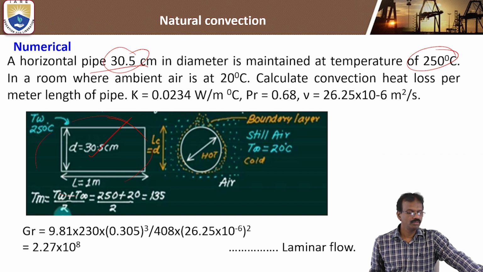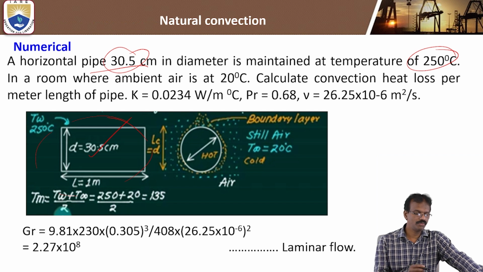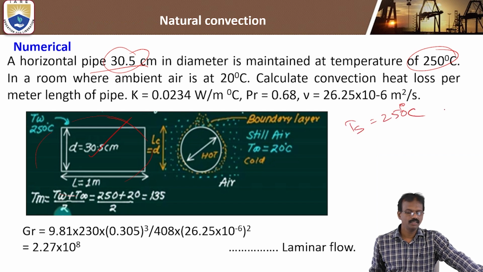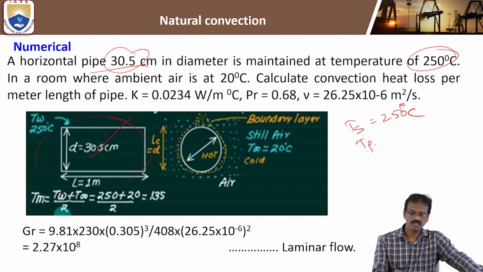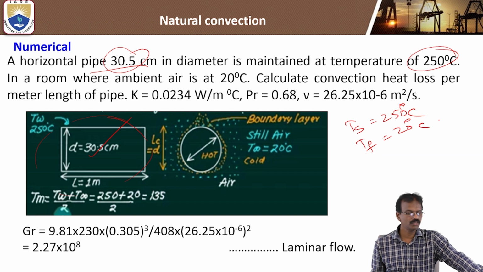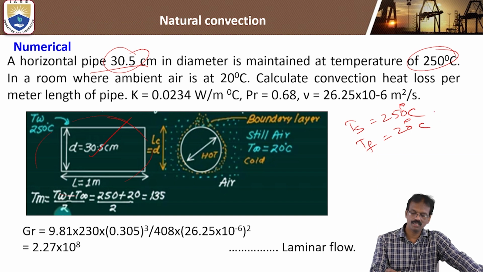So the temperature of the pipe, that one is Ts is equal to 250 degrees Celsius. Okay. Next, ambient temperature, it means Tf is equal to 20 degrees Celsius. Calculate the convection heat loss per meter length of the pipe. Meter length means L is equal to 1 meter.